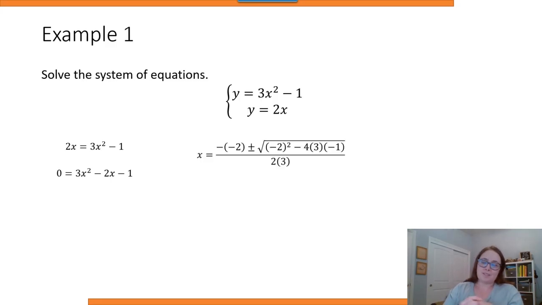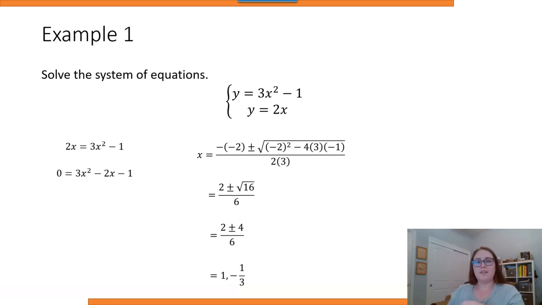Okay, so if I plug everything into the quadratic formula, remember that formula is negative b plus or minus the square root of b squared minus 4ac, all over 2a. So I plugged everything in, and from here I'm going to simplify it. I'm going to end up with 2 plus or minus the square root of 16, over 6. The square root of 16 is 4, so I get 2 plus or minus 4 over 6. So 2 plus 4 is 6, and 6 over 6 is 1. And 2 minus 4 over 6 will give me negative 1/3. So I end up with those two solutions.